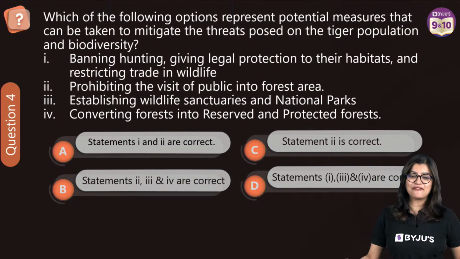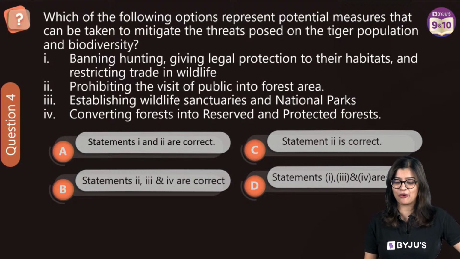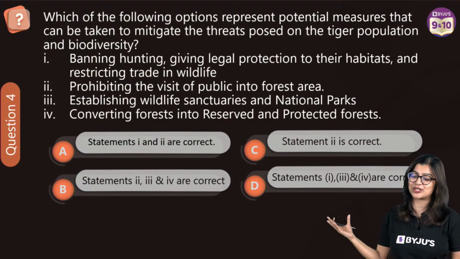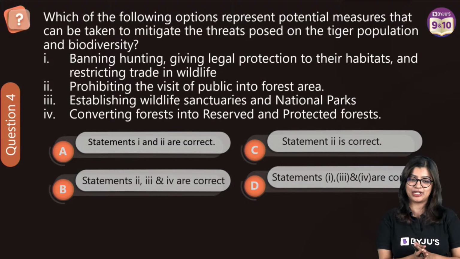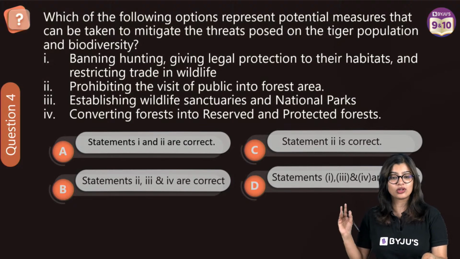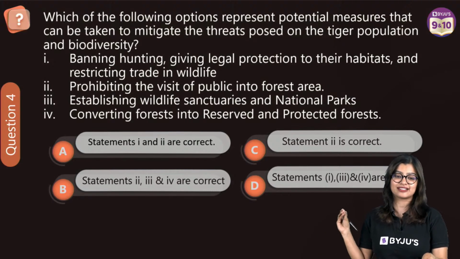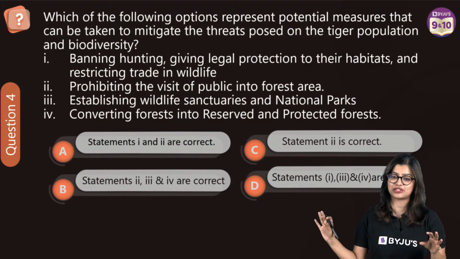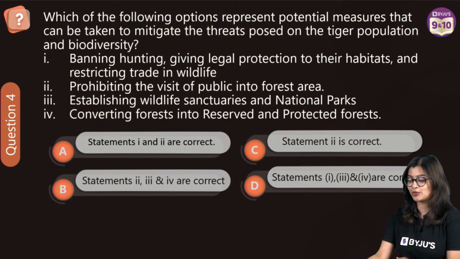Okay. Question number 4, all of you. Which of the following options represent potential measures that can be taken to mitigate the threats posed on the tiger population and biodiversity? Now, if you've been very regular in my classes, you know that this is a very frequently asked question. I keep taking this question and I constantly ask you this.